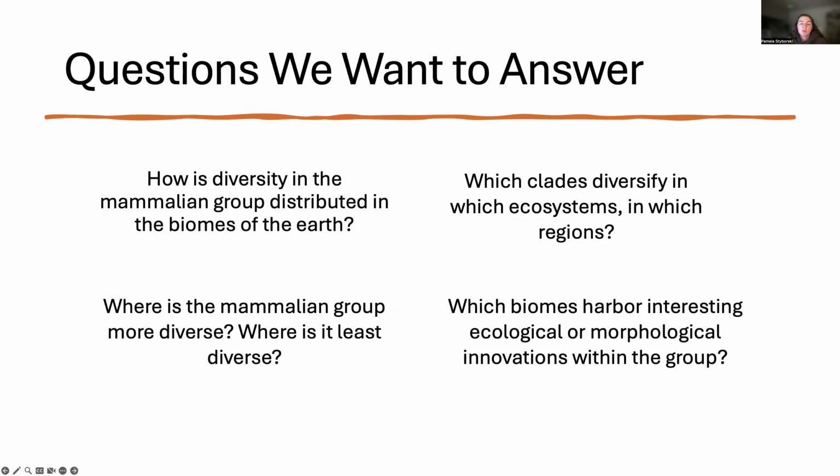So again, the questions we want to answer. How is diversity in the mammalian group distributed in the biomes of the Earth? Which clades diversify in which ecosystems and which regions? Where is the mammalian group more diverse? Where is it least diverse? Which biomes harbor interesting ecological and morphological innovations within the group?